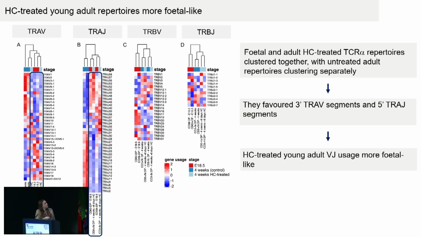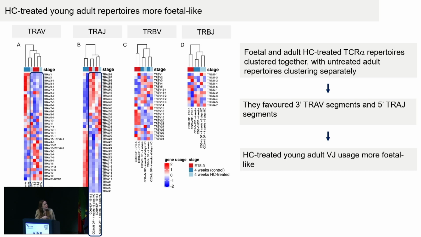So then we put together the HC treated, as labeled here, together with the fetal and the control non-treated. And as you can see here in these heat maps of the variable and joining gene usage, the fetus clusters together with the hydrocortisone treated repertoires separately and actually has quite a distinct usage of both variable and joining in comparison to the untreated controls.